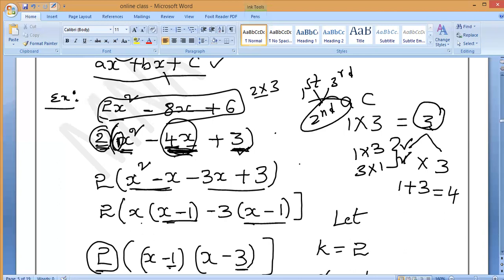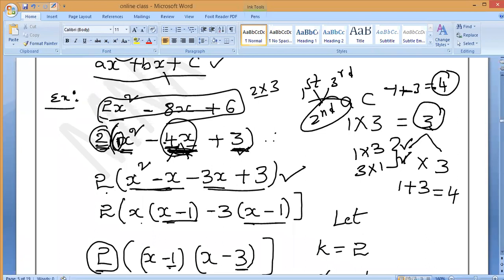Yes, sir. So here I am applying it. I want to get minus 4. How can I get minus 4? If I add 1 plus 3, I get 4, but I want minus 4. So what do I need to do? Minus 1 and minus 3, if I add, I get minus 4. Is it yes or no? Yes, sir. So I am splitting this 4x into two terms, that is minus x and minus 3x. So my equation turns into 2 of x square minus x minus 3x plus 3.